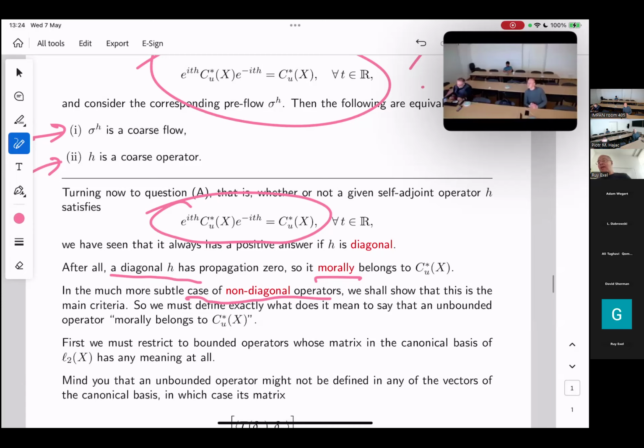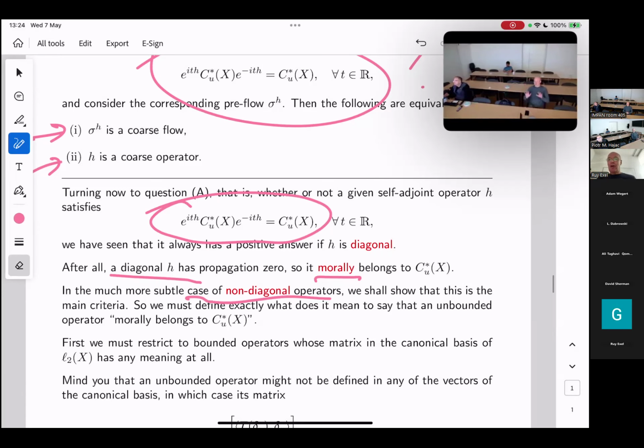Everything we're talking about has to do with, when you look at an unbounded operator, when is it morally part of an algebra of bounded operators? I'm trying to pin down the precise meaning of this moral. Yeah, we are going to do that.